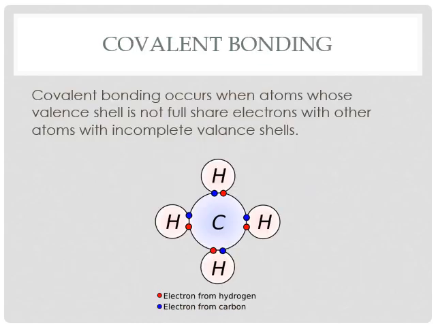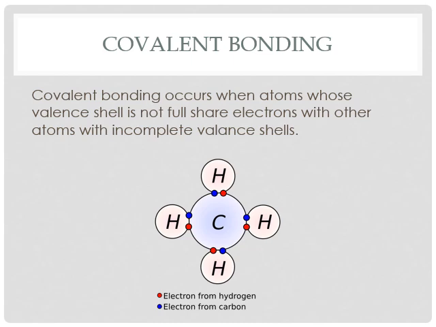Covalent bonding happens when the atom whose valence shell isn't full shares electrons with the atoms around it to fill their incomplete valence shells. This example shows carbon, which we know needs 8 electrons in its valence shell and has 4 total valence electrons there, sharing electrons with 4 hydrogen.